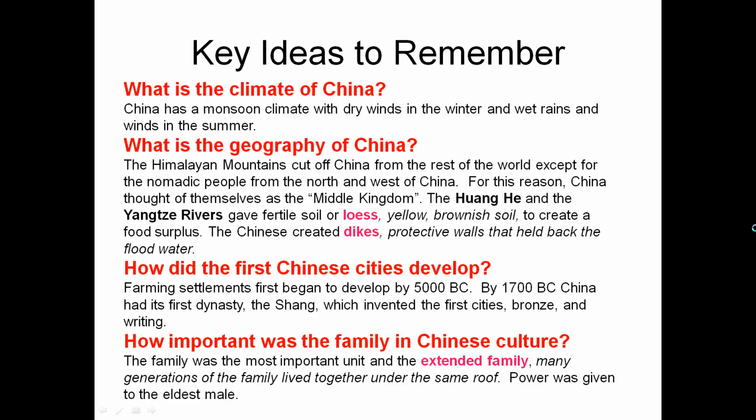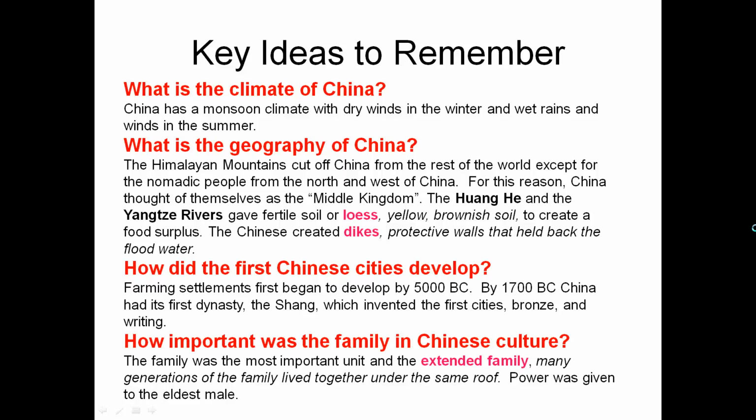Okay, now what do we remember from this section? The first point is the climate. Remember that China has a monsoon climate, like India: dry winds in the winter, and wet rains and winds in the summer. Now, what is the geography of China? Well, we have to remember the natural barriers. We have the Himalayan mountains, which cut off China from the rest of the world. And for this reason, Chinese thought of themselves as the Middle Kingdom.